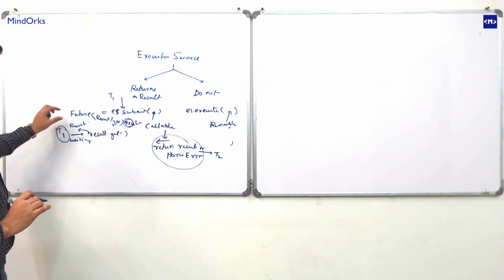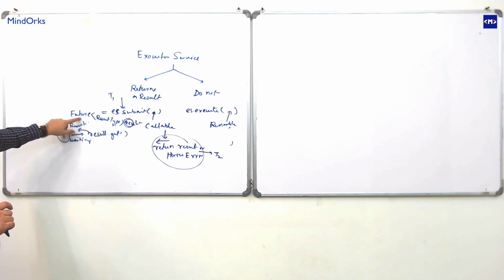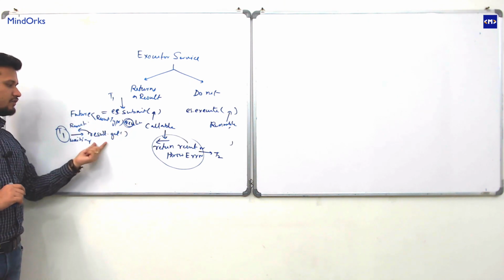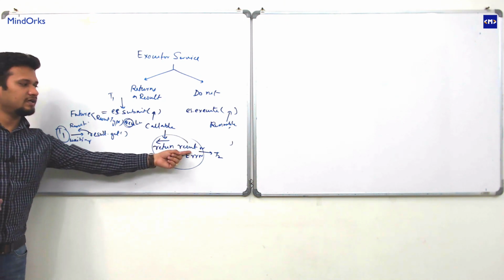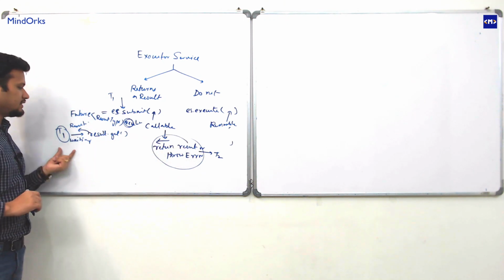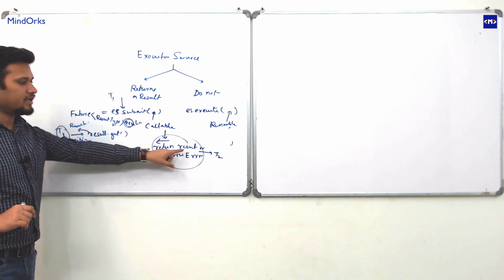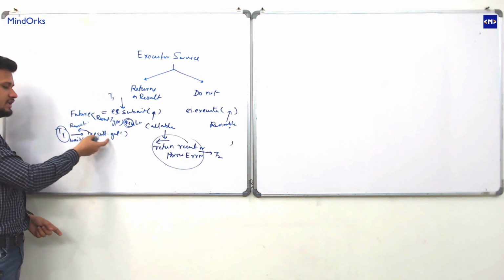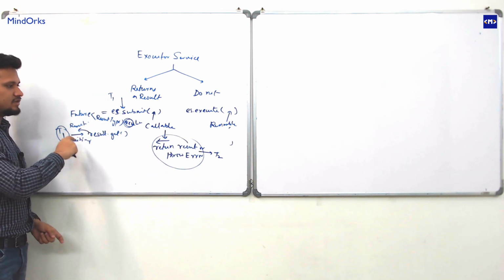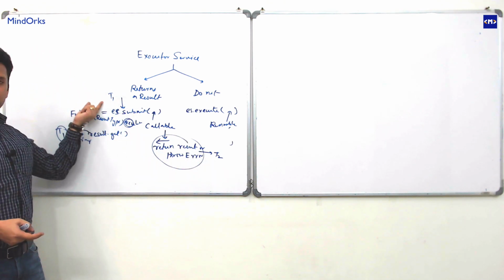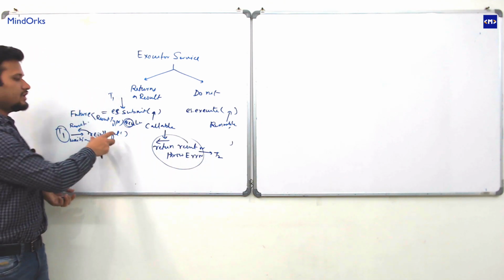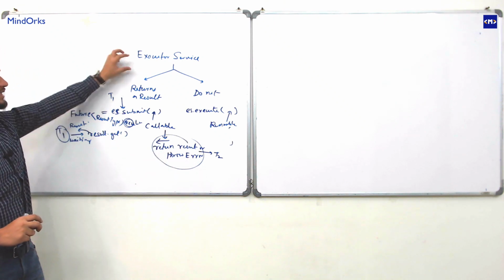So the role of a future is to get the result, and when you call result.get, this thread will wait. If the result is still being processed, it will wait for that result. If it has already been processed before you call get, it will directly get the result. So now you can pass the result from one thread to another thread. This is one of the very good advantages of using executor service.